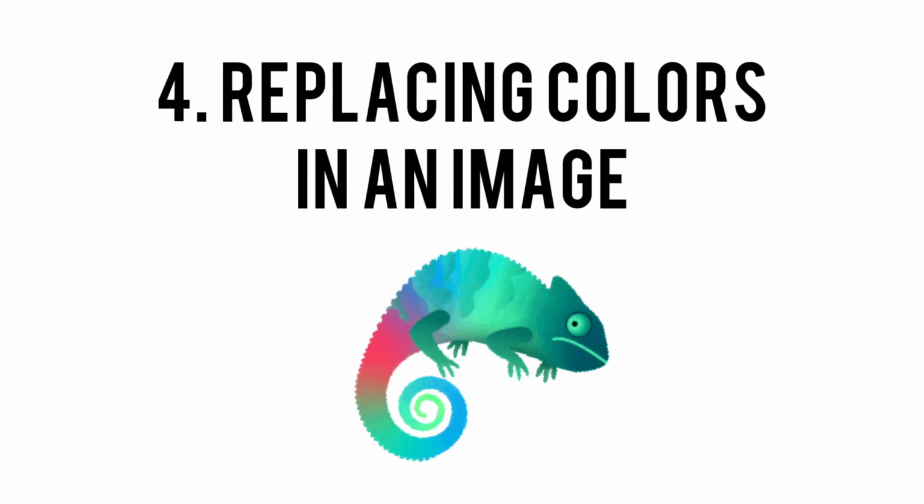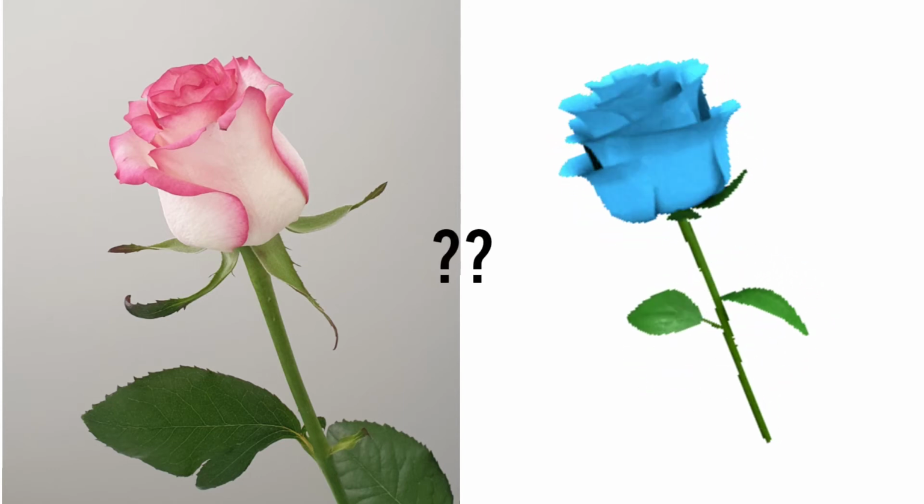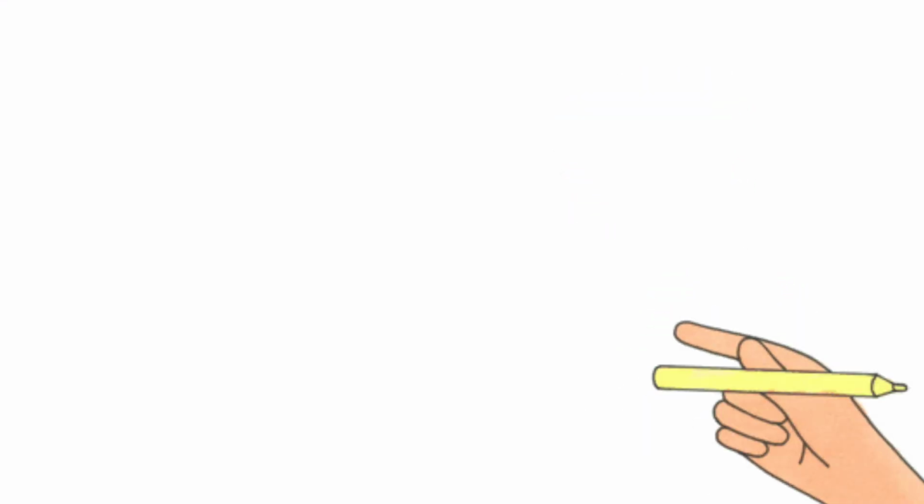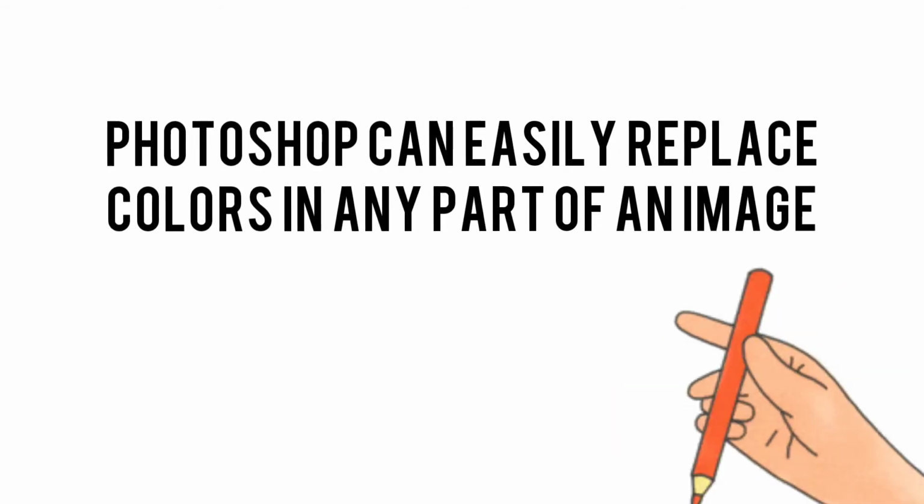Replacing colors in an image. In this image, you can see a pink rose. What if we want to transform that pink rose into a blue rose? Is this possible in Adobe Photoshop? The answer is yes. One of the excellent features of Photoshop is its ability to change colors on a specific part of an image. To do that, I'll be teaching you how to replace colors in an image.